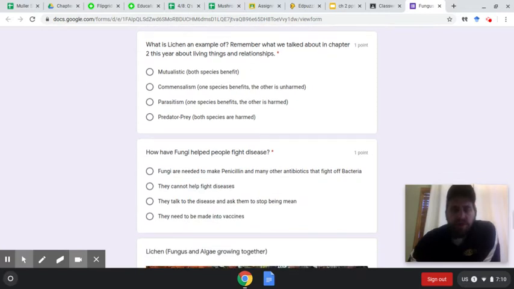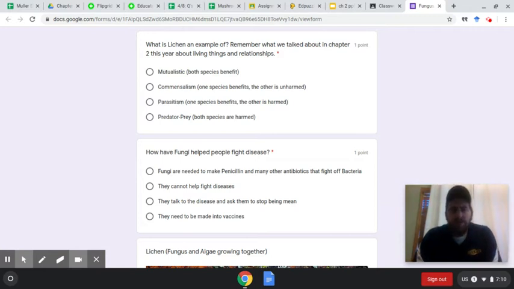What is an example of, remember what we talked about in chapter 2 this year about living things in relationships? Okay, I was informed by a parent that this answer may not be entirely true, but we're going to go with that they're both mutualistic, meaning, if you remember the 4 types of relationships we talked about, mutualistic is they both benefit. So the algae and the fungus are benefiting in this relationship when they form lichen.